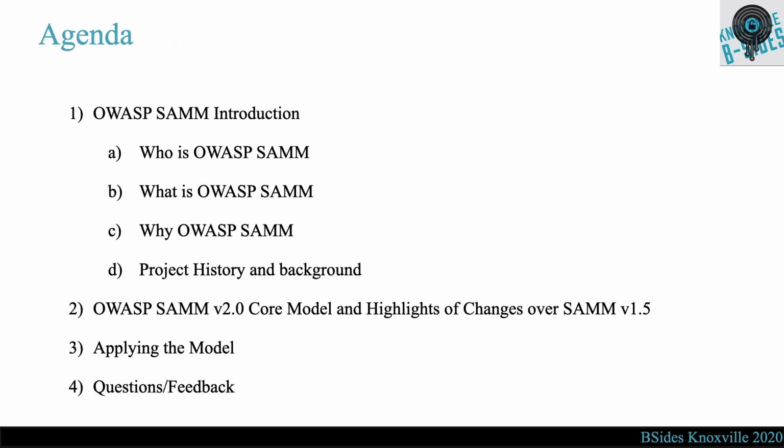So, quick agenda. I'm sure some of you might have already used OWASP SAMM in the past, and some of you might be very new to it. So I wanted to spend some time, for those of you who are new, giving an introduction on who OWASP SAMM is, what it is, why we need a model like OWASP SAMM, and the overall project history and background. OWASP SAMM version 2 was launched recently, in about February this year. So I also wanted to quickly go over the highlights of what changes we made in version 2 over version 1.5.